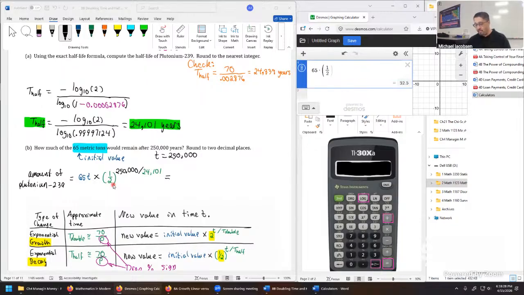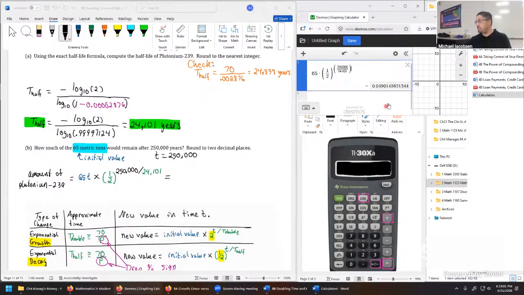1/2. I usually put this whole thing into an entire set of parentheses. Otherwise, the calculator might misinterpret you, thinking you meant just 1 to a power. So then raise that to the power of, now do a division here. Probably another set of parentheses is not a bad idea, just for the sake of emphasizing to the calculator the order of operations here. So 250,000 divided by 24,101 gives us this figure here.